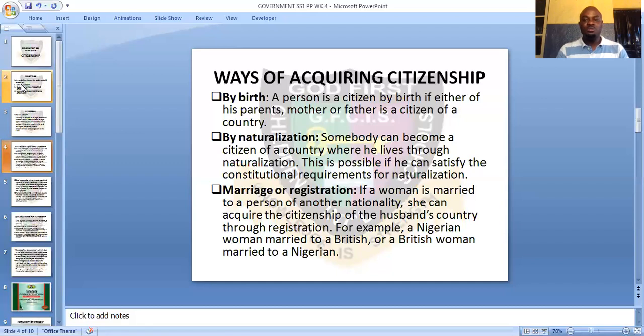And there are some other requirements. This topic goes on and on, so I'm going to be explaining those processes one after the other when we get there.